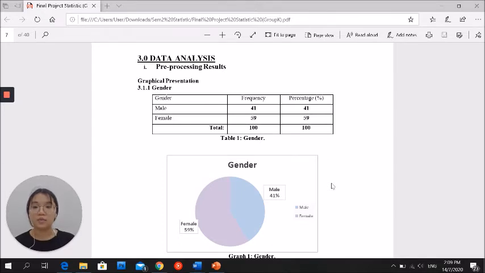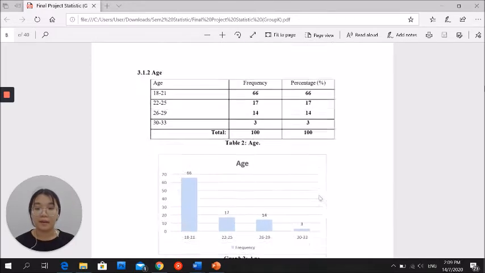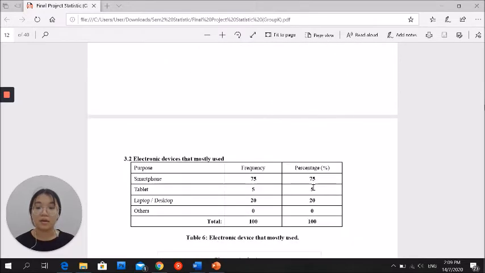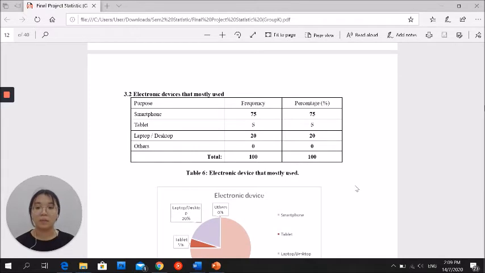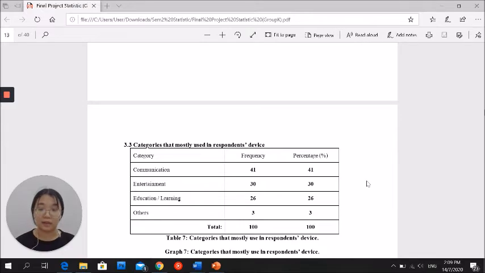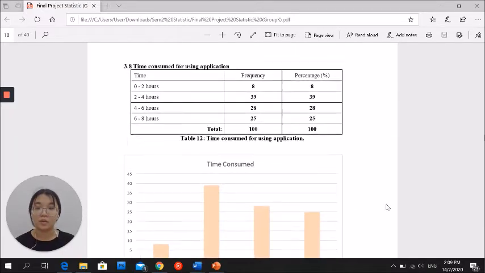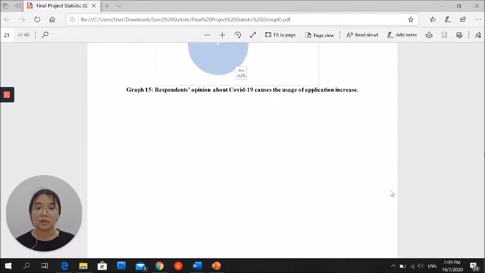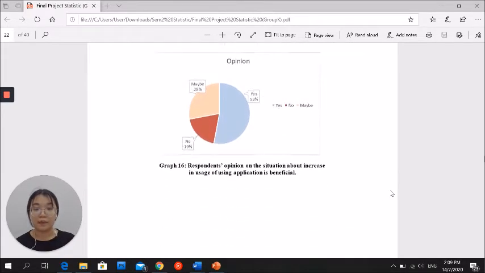Okay, first, the pre-processing result. We use graphical presentation to represent gender, age, races, college, semester, and the electronic devices that are mostly used, and the question about the electronic device used during COVID-19. We also have 20 questions, so we got 20 graphs and tables.